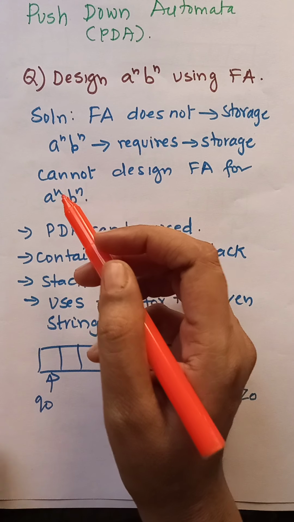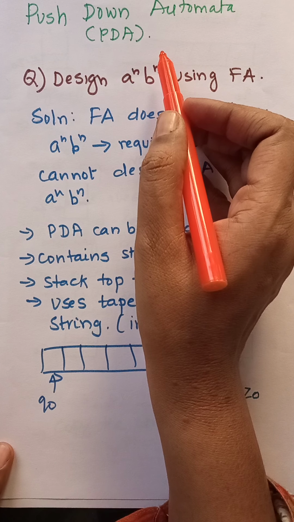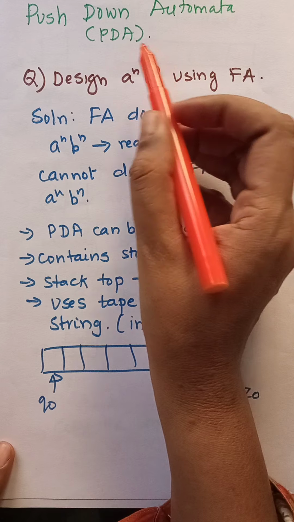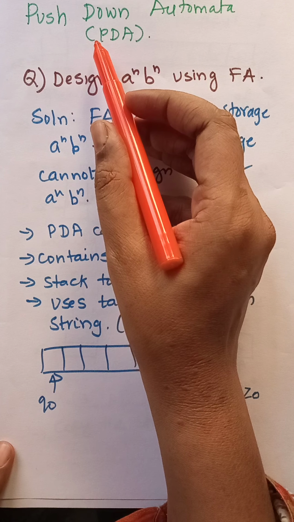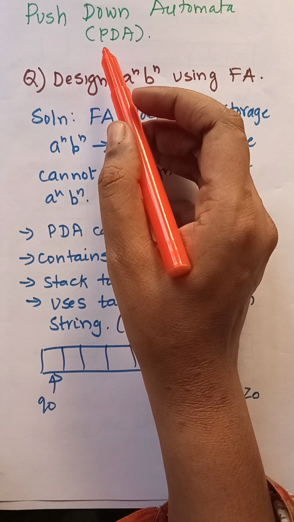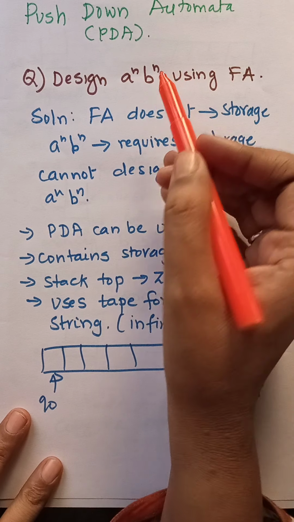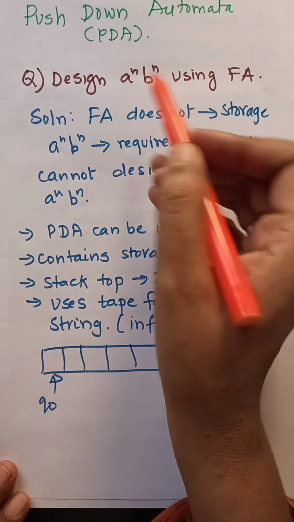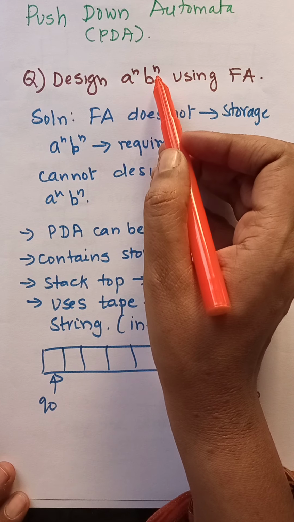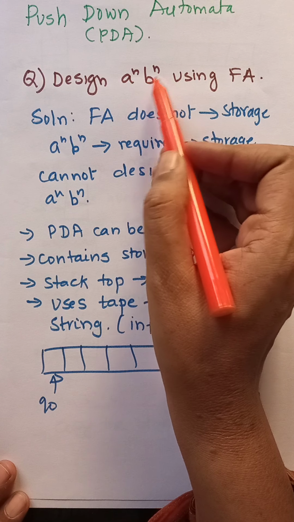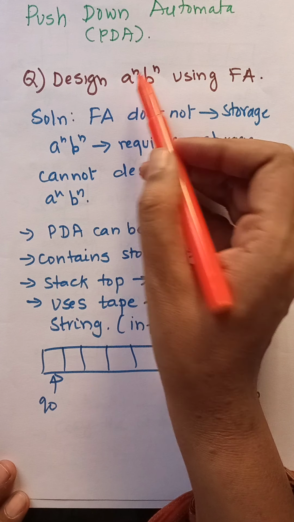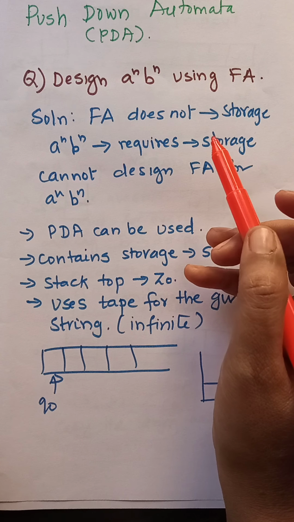Today we are going to discuss push down automata. This is an automata which uses one kind of storage which is called a stack. If the question is given that we have to design finite automata for the string a raised to n, b raised to n, where n is going to have some value which is greater than 1.